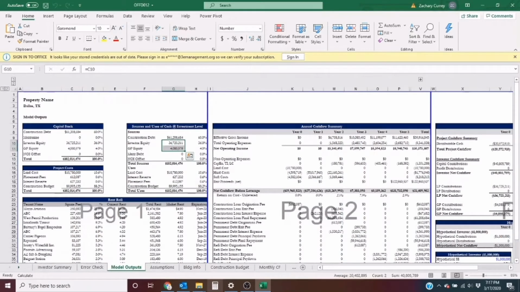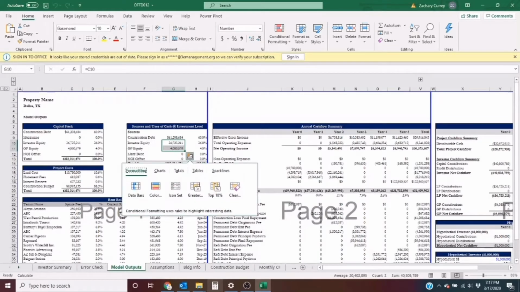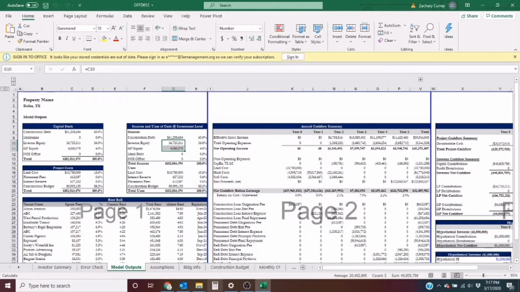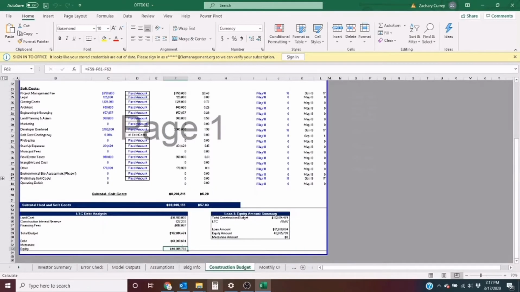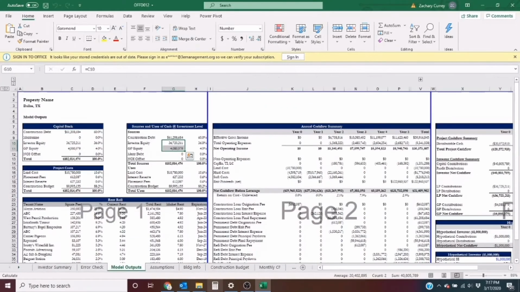And just to confirm, if we sum up the investor equity and general partner equity, we get $40,805,000. If we are to go to the construction budget and confirm that, we can see that is indeed what the total equity is. There is no NOI offset here. We'll go over a little bit of that in a second. And of course, the total sources equals the total uses.